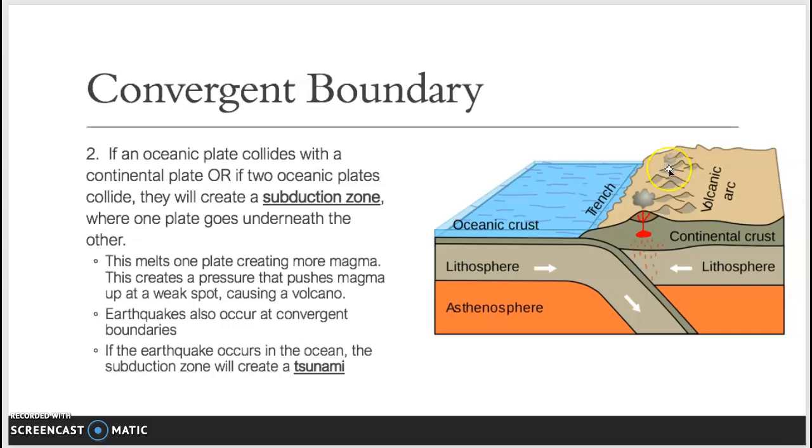Okay, so places like Mount St. Helens, those are caused from subduction zones. We'll talk about that in a second. So volcanoes are actually really common there.